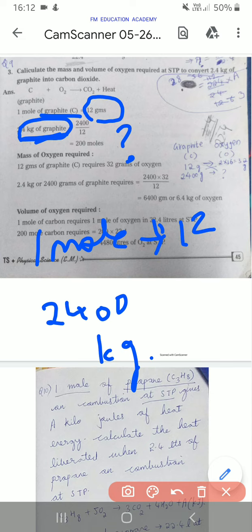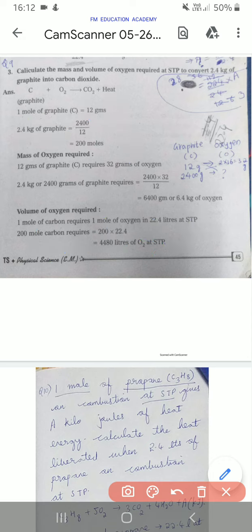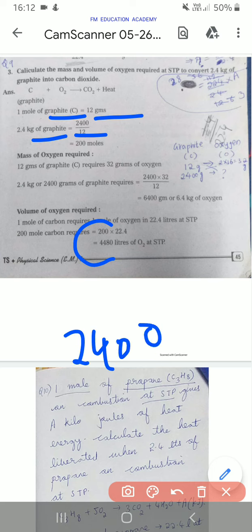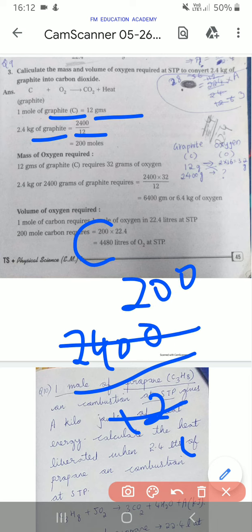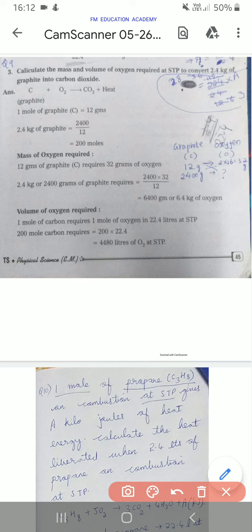Sorry, carbon is this, right? Carbon should be here, and carbon dioxide is there, right? Here 1 mole is having 12 grams, so 2.4 kg will have how much? 2400 divided by 12, because 2.4 kg is 2400 grams, so 2400 divided by 12 will give you 200 moles. Okay, remember this. It is only for carbon, not for carbon dioxide.